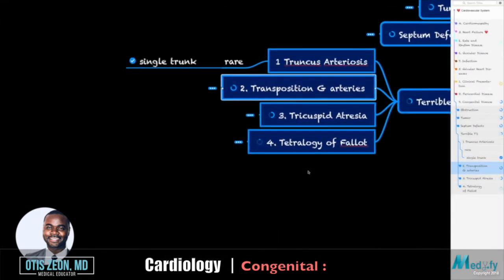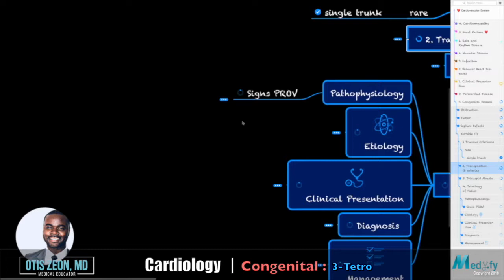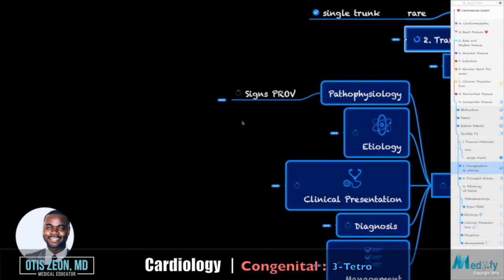The last of the terrible T's is very high yield. I think it's the most high yield of all of them. That's tetralogy of Fallot. Let's talk about the pathophysiology of this. The patient may present with these characteristic symptoms, which are 4 of them. Again, tetral meaning 4, and 1, 2, 3, 4.